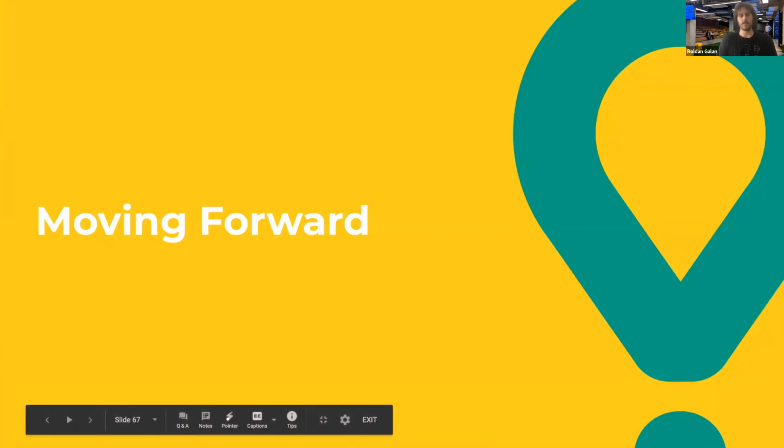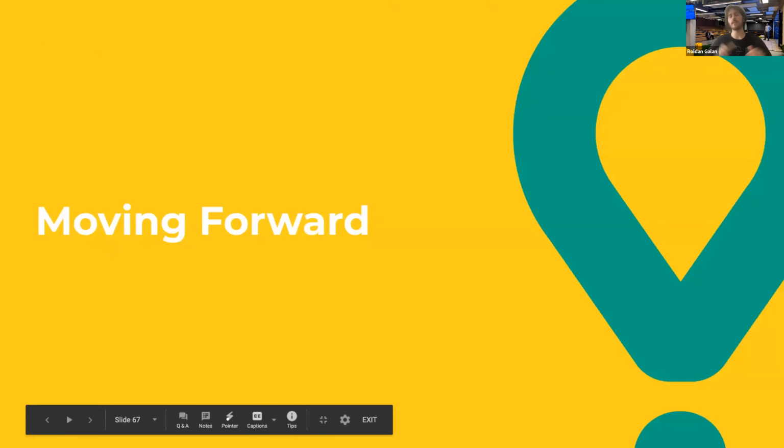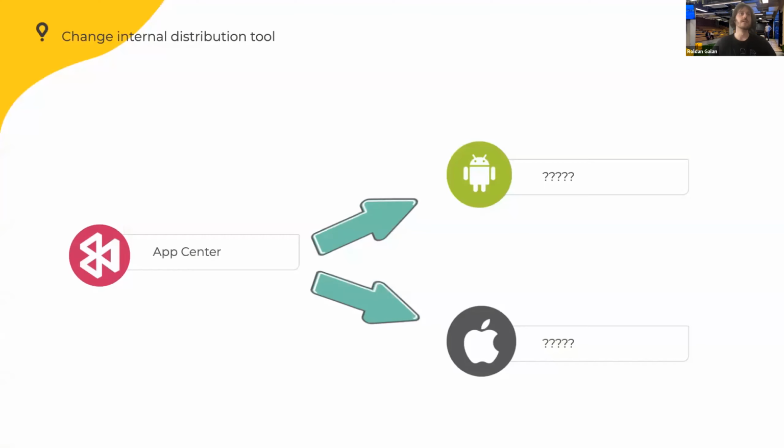Thank you, Mauro. Let's move to what comes next. We explained where we are now, and now some ideas that we've been evaluating to keep improving all of this, because the improvement process also needs to be improved. So first, we would like to change our internal distribution tool.